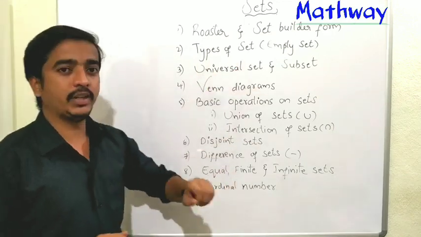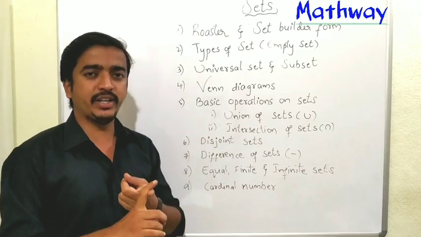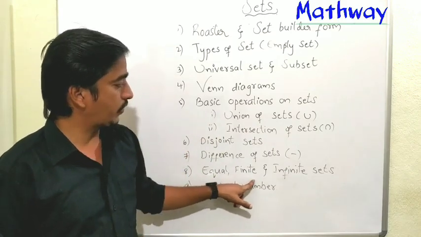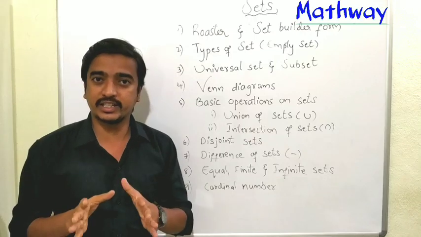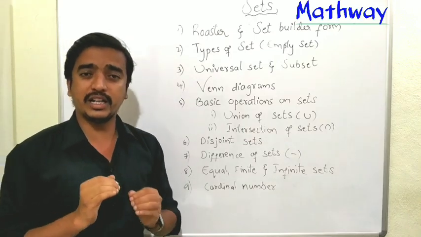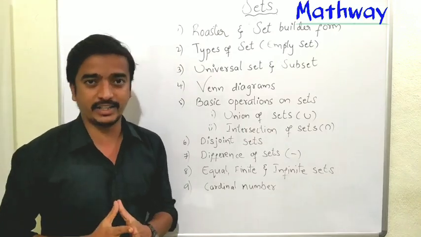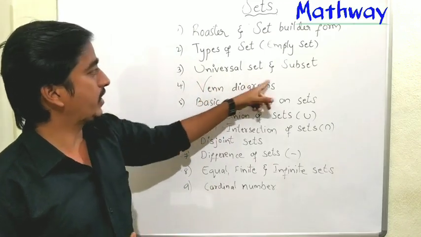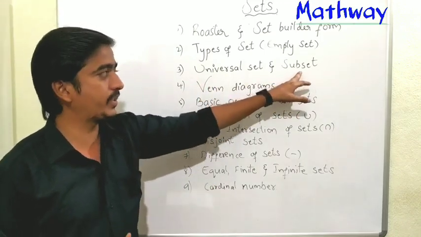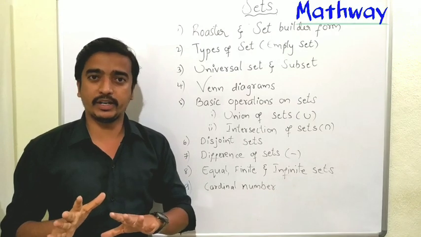Types of sets. Here we have different types of sets: empty set, equal set, finite set, infinite set, universal set. Empty set is also known as null set, or it is also called void set. Next, universal set and subset. To find the number of subsets, we have one formula, 2 power n.